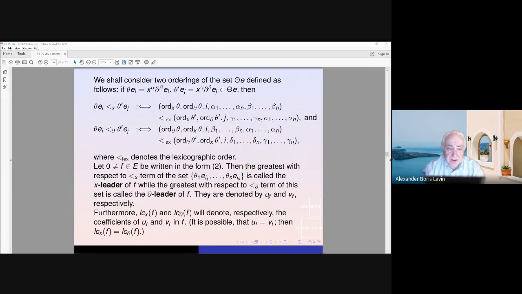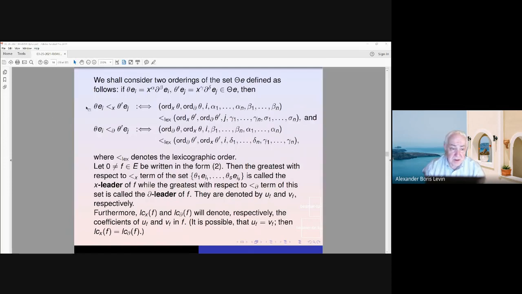We can also extend our orders. Remember, we had orders on the set of terms in the Weyl algebra. We can extend this to the orders of terms in a free module.